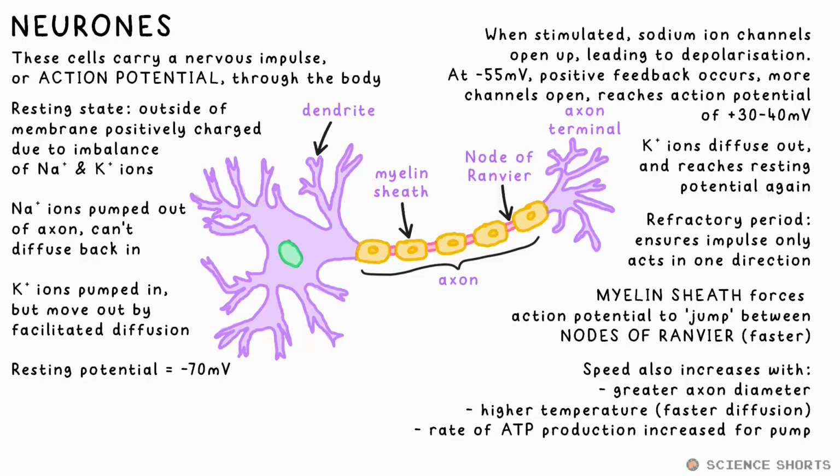The speed of the impulse is also increased by a thicker axon diameter and a higher temperature due to faster diffusion and rate at which ATP is made that's needed for the sodium-potassium pump.